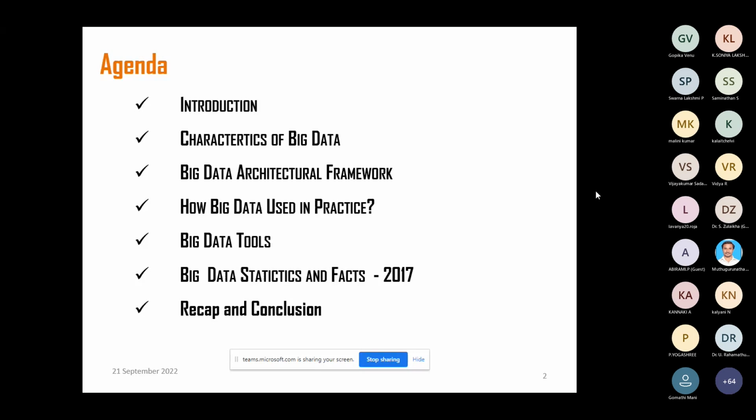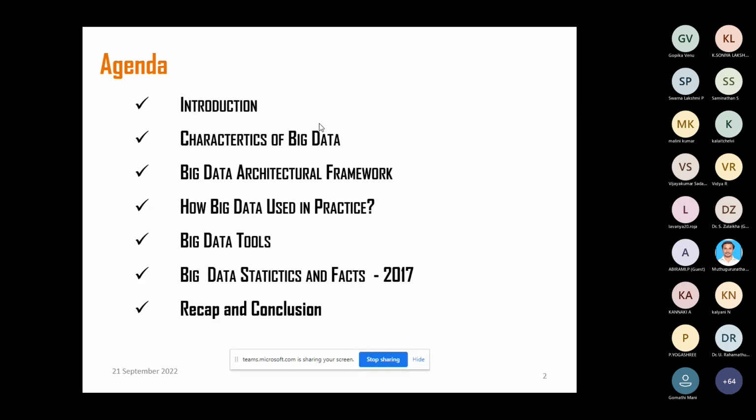Though the time is very short to cover the entire topic, I hope I can provide, at least to some extent, the tools and techniques which are being adopted in the big data platform. Now, this is the agenda to be discussed today.